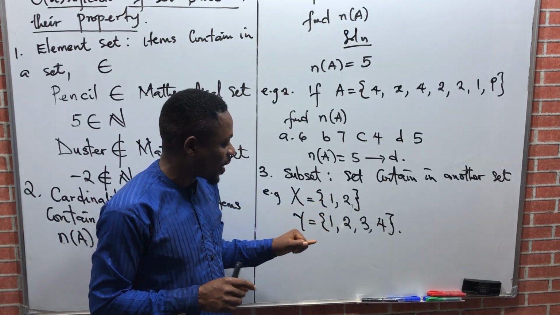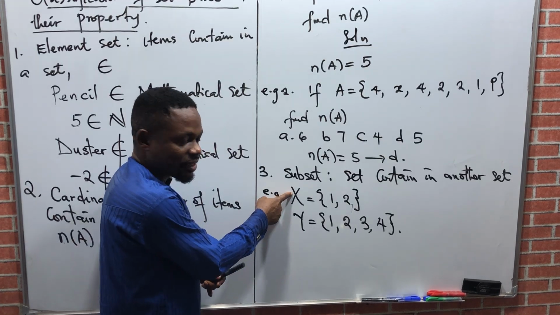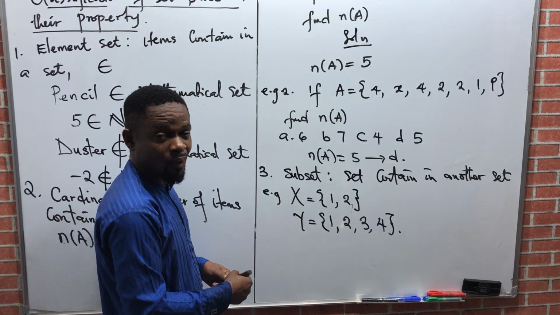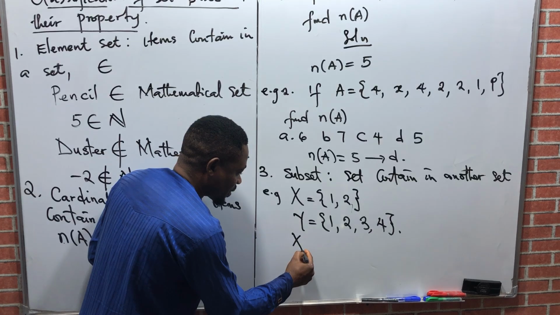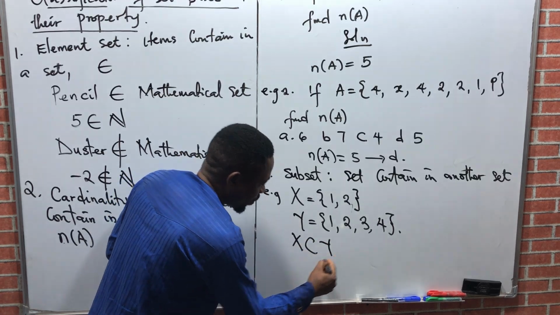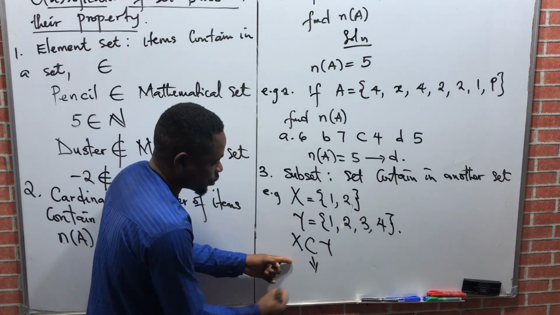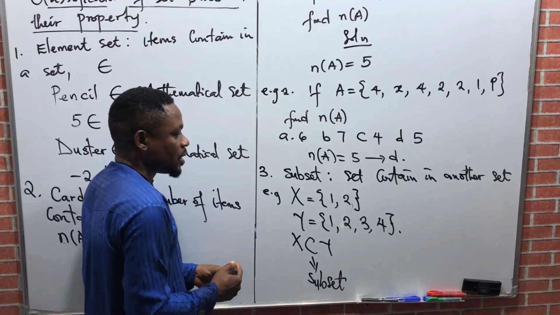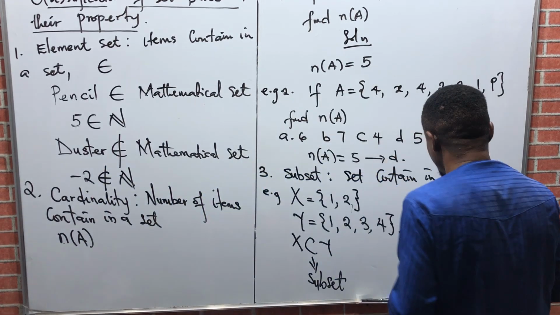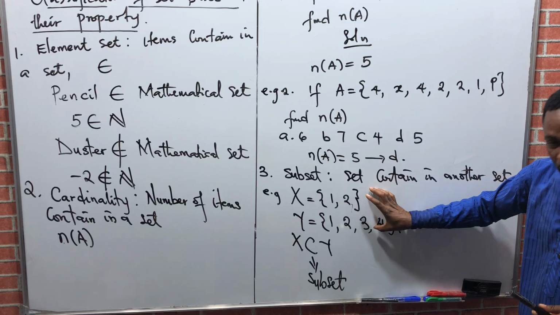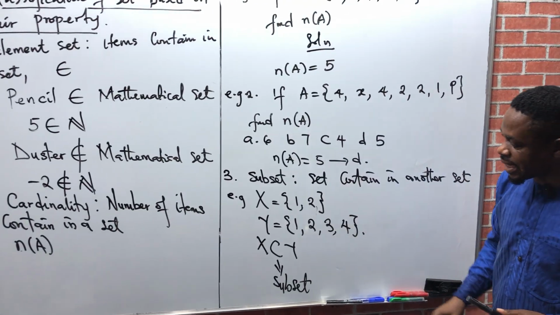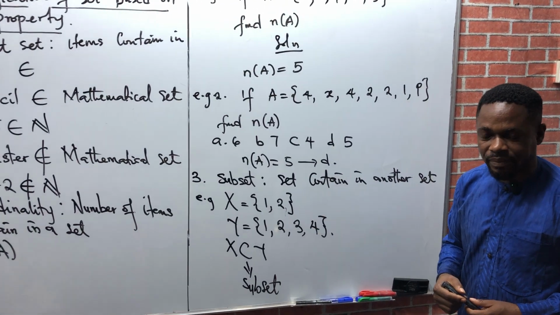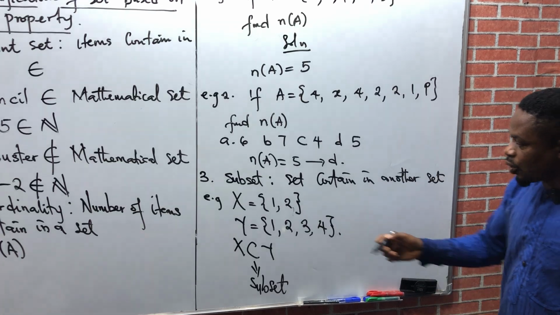So as a matter of fact, what do we say? That X is a subset to set Y. And how do we write it? X is a subset to set Y. So this is called subset. Are you with me now? Now, I still want you to know that this particular subset can also be represented on a Venn diagram. How? Now I want you to observe this.